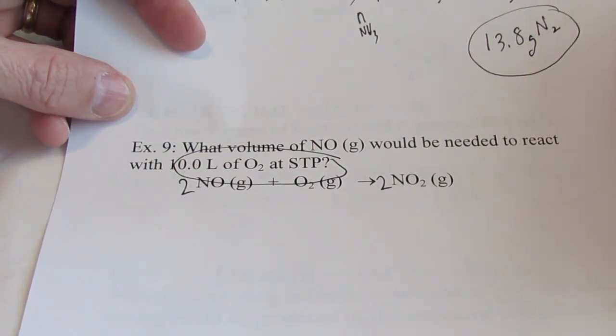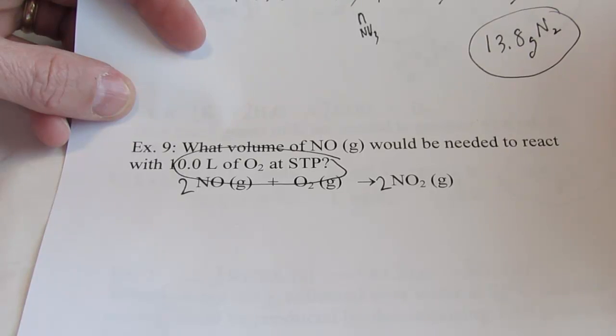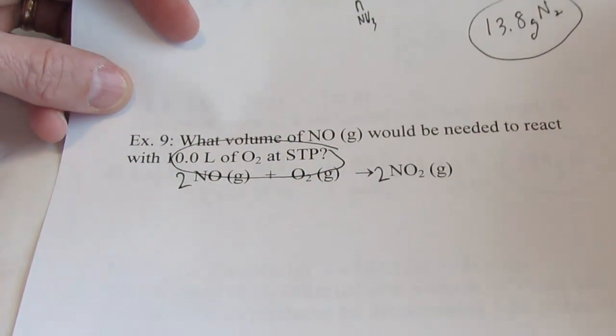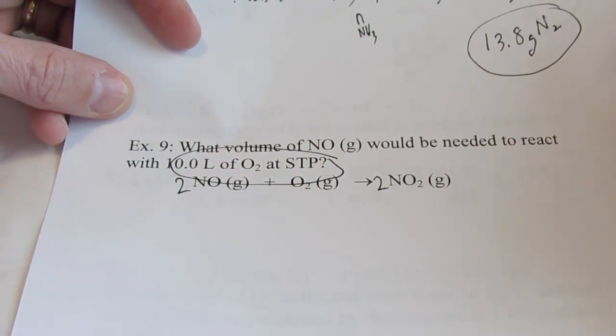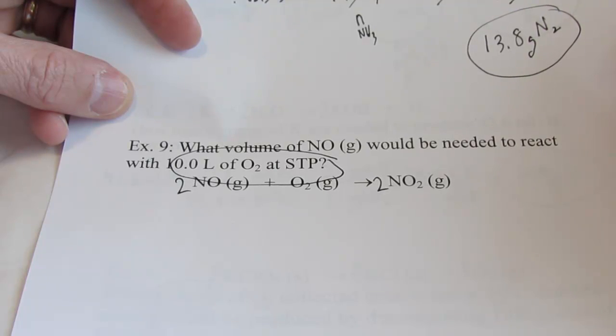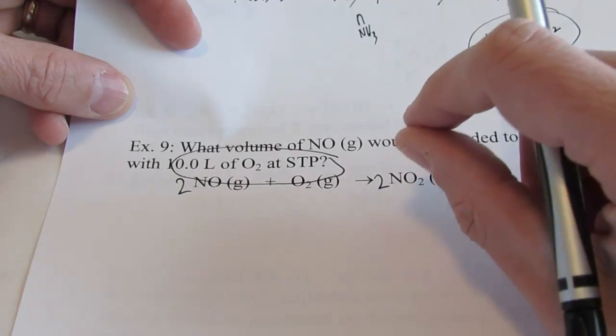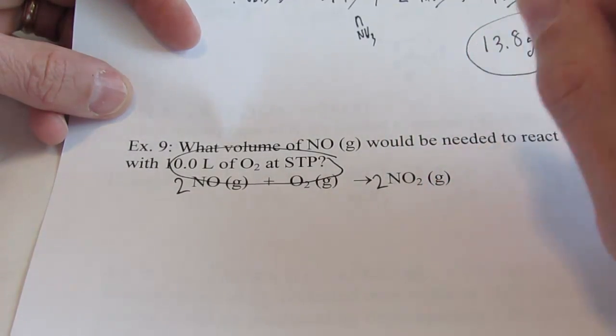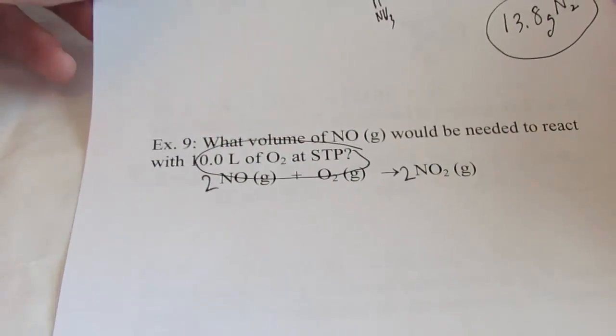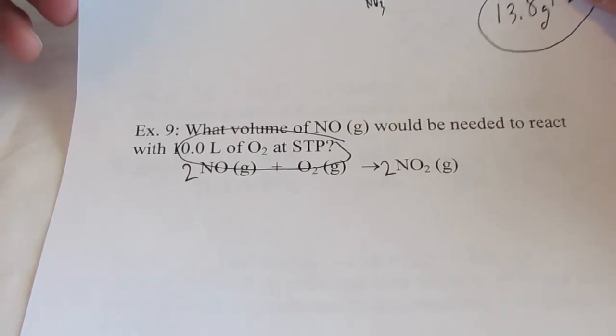You know what? On second thought, I think I'm going to have you guys finish this one off on your own. You're at STP, so that should help you out a little bit. And think about the law of combining volumes, which says something about the volume ratio being the same as the mole ratio. Think about that, okay? I'll have you do number 9 on your own. It's a lot easier than some of you guys are going to make it.